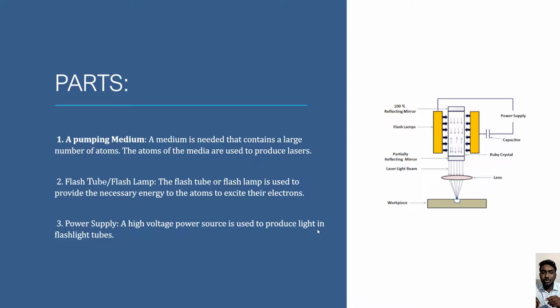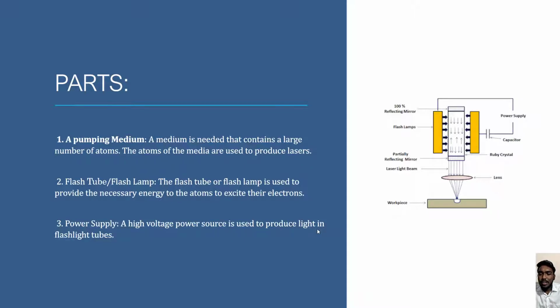Let us briefly discuss the parts of the laser beam machine. First, the pumping medium or the vacuum chamber. The pumping medium is required to contain a large number of atoms, so that a laser beam can be produced. Next, the flash lamps or flash tubes. The flash lamp, which uses a ruby, provides the necessary energy to the atoms, so that the atoms are converted into laser beams.